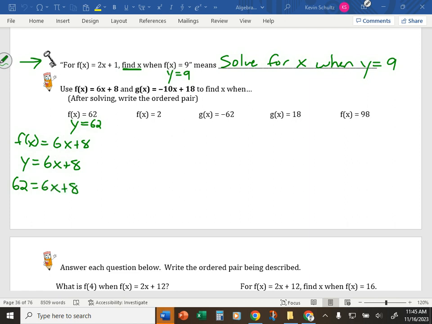And how would you solve an equation such as that? What is this essentially? It's all backwards. Well, what type of equation is it?